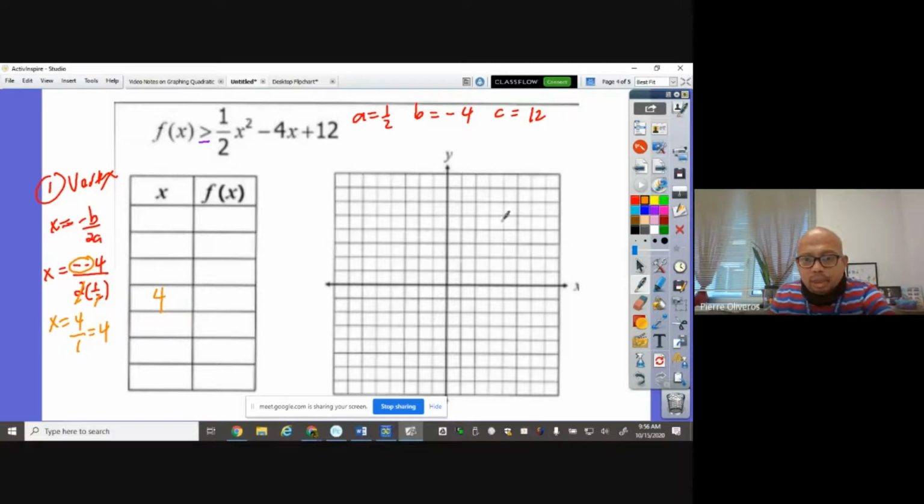I'm going to plug in the 4 here. And remember, guys, you are allowed to use a calculator here. Just an option. So 1 half 4 squared minus 4 times 4 plus 12. Do not multiply 1 half and 4. You square it first. Remember the rule: exponent before you multiply. 4 squared is 16. 16 times 1 half is 8. 4 times 4 is 16 plus 12. 8 minus 16 is negative 8 plus 12. That will give you a 4. So therefore, this is 4, 4. That's your vertex.